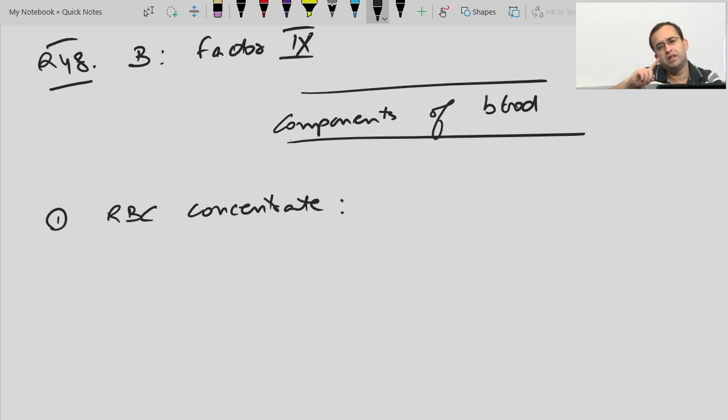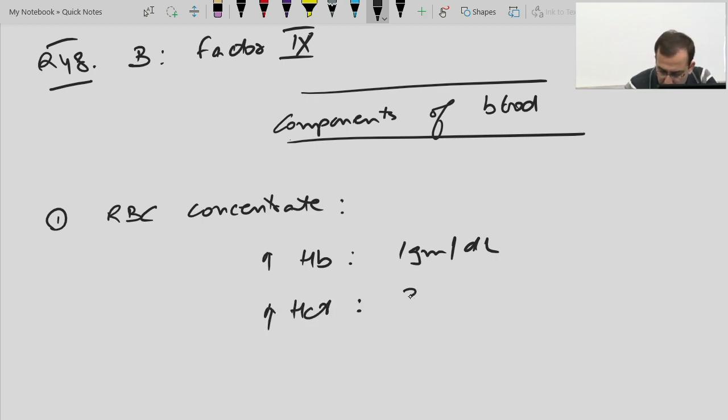1 unit of RBC concentrate increases the hemoglobin by 1 gram per deciliter. Next point, it increases the hematocrit by 3 to 5% or 1 to 3%. I am okay with both.